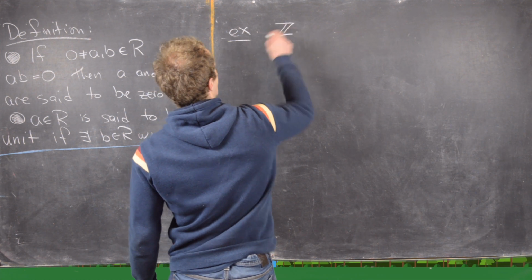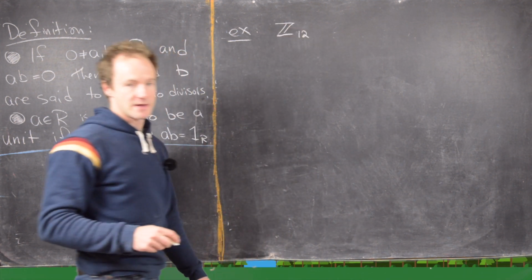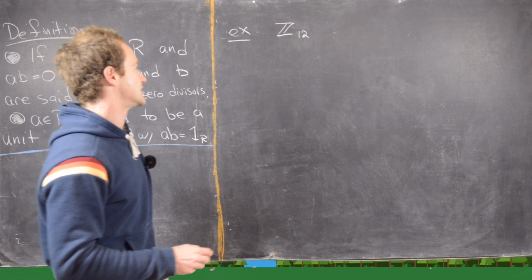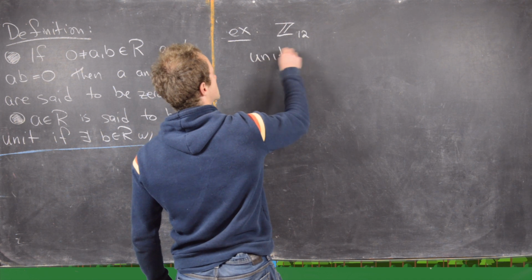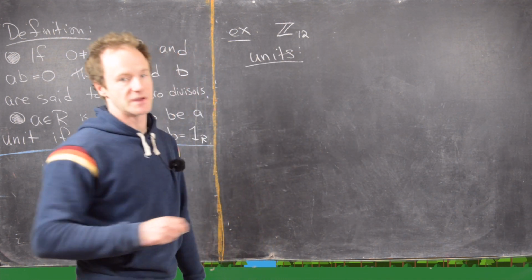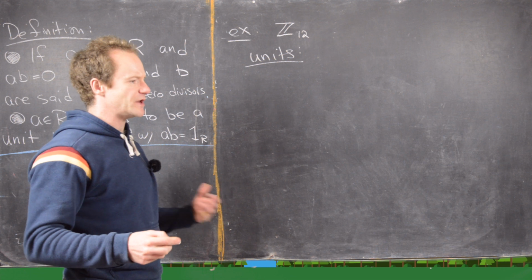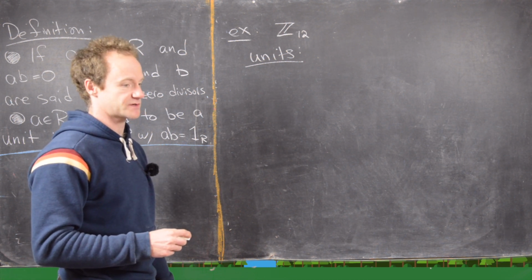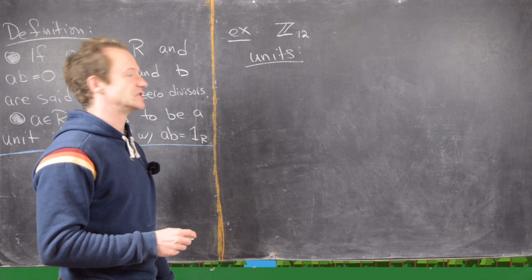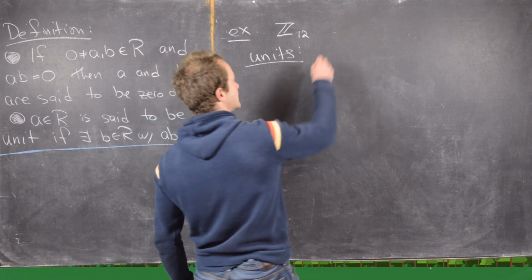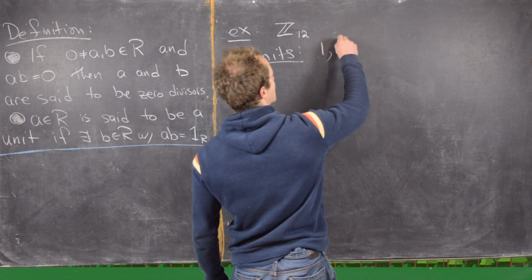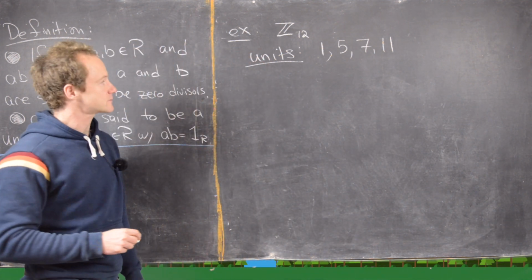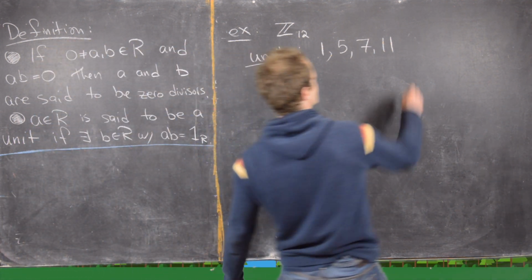So let's go inside of Z12 maybe, and let's see what the units are and then what the zero divisors are. Let's first look at the units. From what we know from group theory, everything inside of Z12 that has a multiplicative inverse is everything that has a GCD of 1 with 12. So that means our units are going to be 1, 5, 7, and 11. And we can check that just real quick.